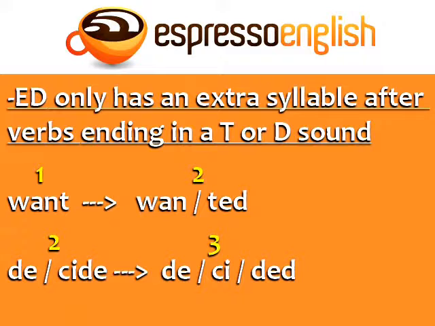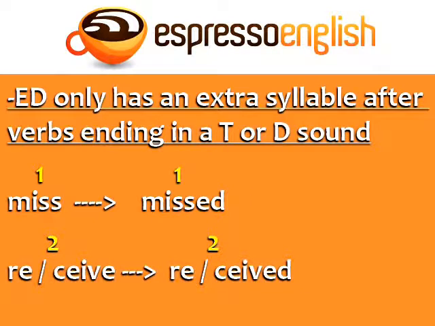Let's review. Ed only has an extra syllable after verbs ending in a T or D sound. Want, wanted, decide, decided. With these verbs, the ed adds an extra syllable. In all other verbs, the ed does not add an extra syllable. Miss, missed. Receive, received.